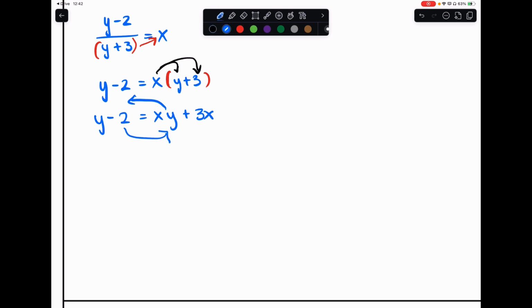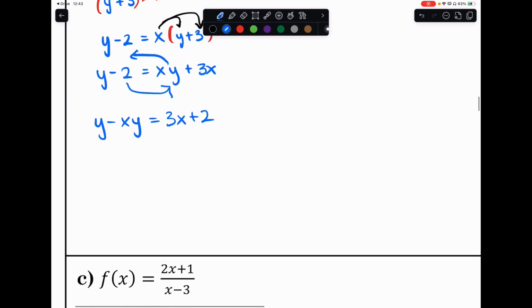So that's going to give me y minus x times y, since it's positive on the right side, on the left will be negative, and then positive 3x plus 2. This again will be moved over here, which the negative becomes positive 2. Now, here's the trick with this. I cannot combine these two terms because this term doesn't have an x, so they're not like terms. So this is not going to be like negative 1 xy or something like that.